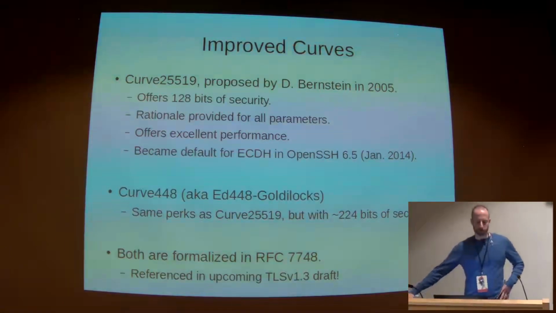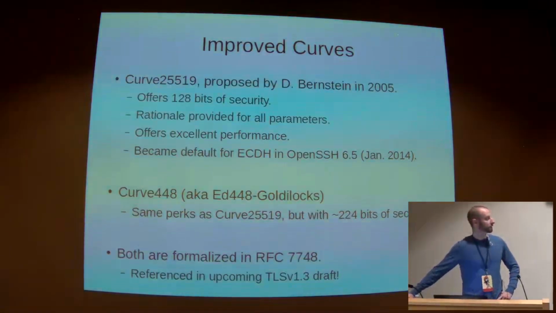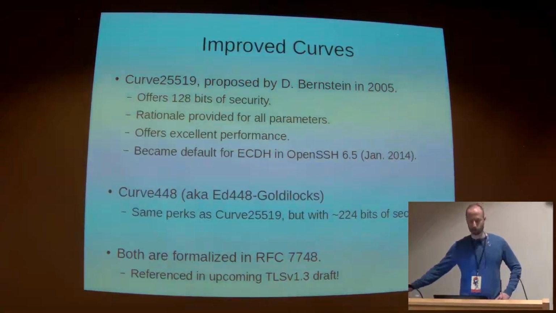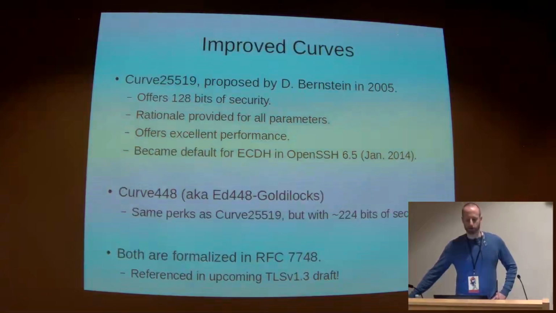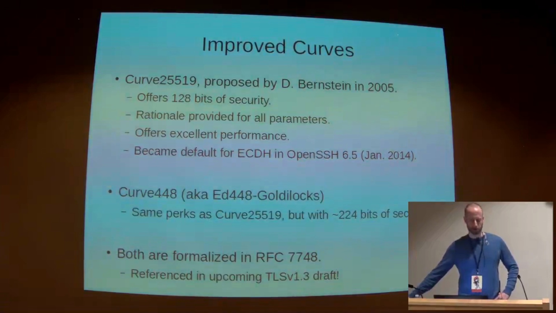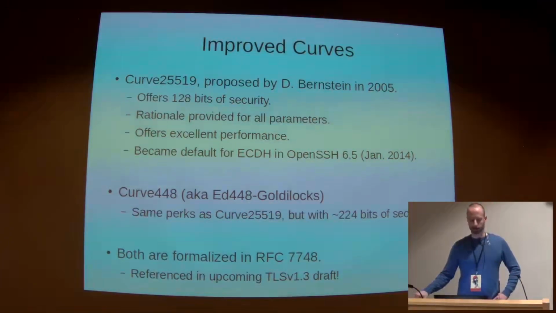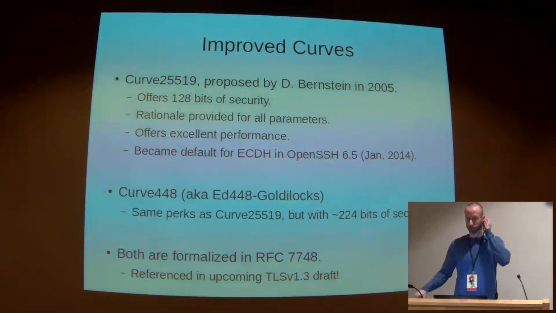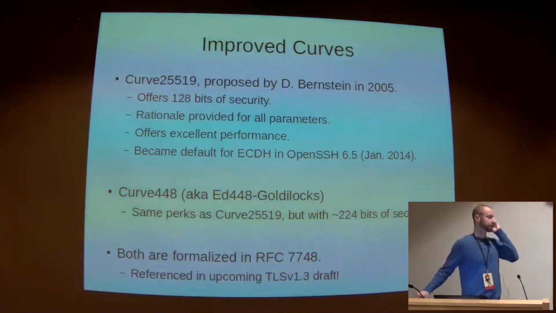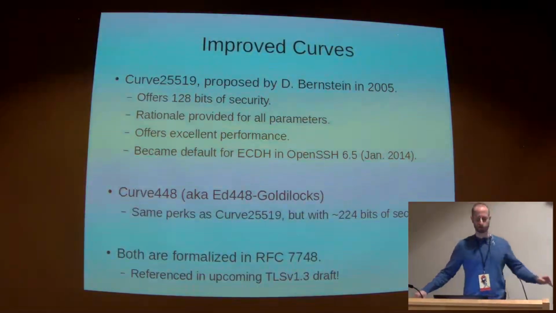So in terms of alternatives, since I just spent so much time talking about these curves that are bad, the question would be, well, what's better? There's Curve25519, which was proposed by Bernstein. It's 128 bits of security. Rationale for all the parameters is provided. It's got excellent performance, and it's not just academic, it's actually being used. It's become the default in OpenSSH for over 3 years now, so it's in use.